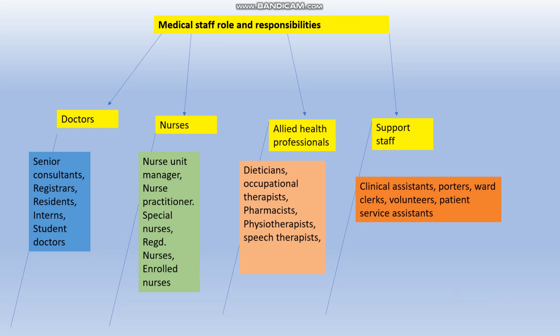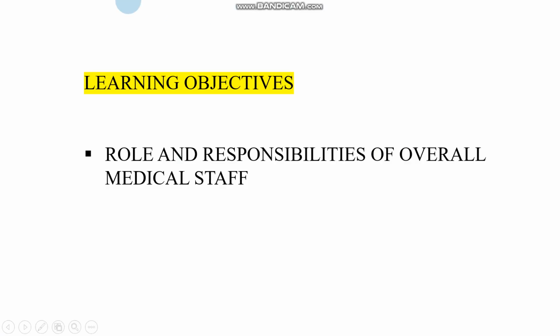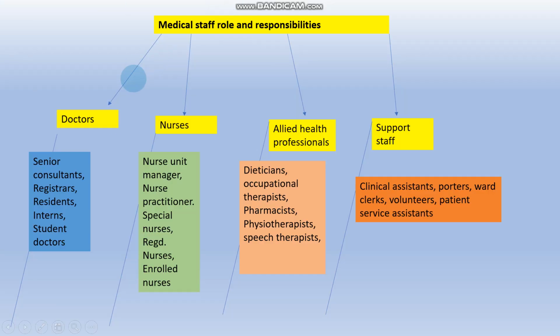So dear all, in this video, we are going to cover a simple topic. The learning objectives are: after watching this video, you will be able to know about the different roles and responsibilities of overall medical staff. In hospital, we have different categories of medical staff, like doctors, nurses, allied health professionals, and supporting staff.